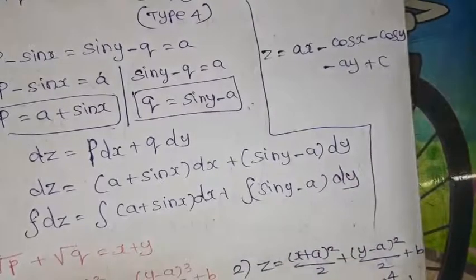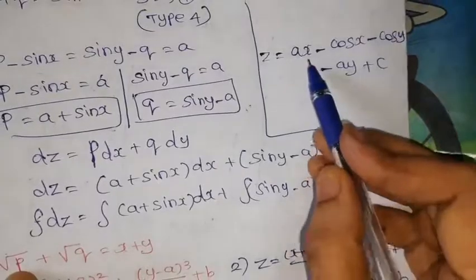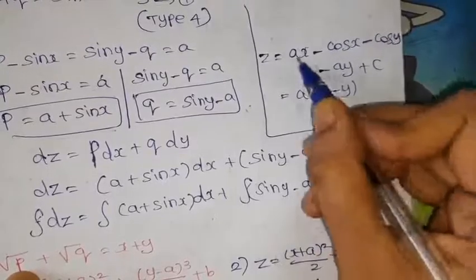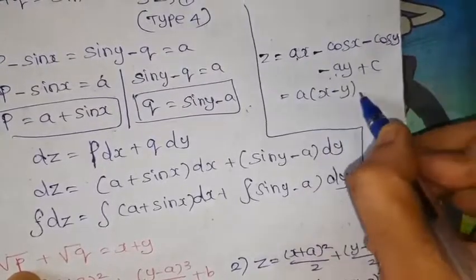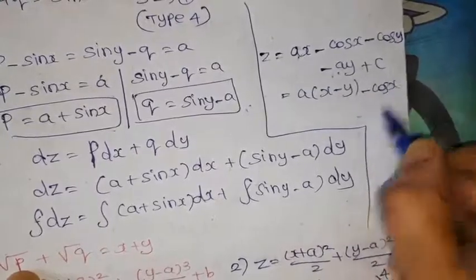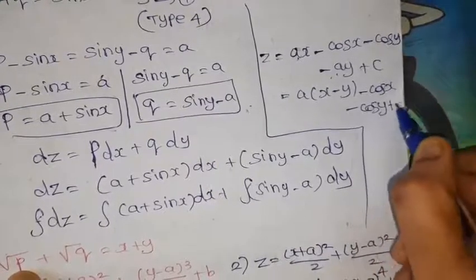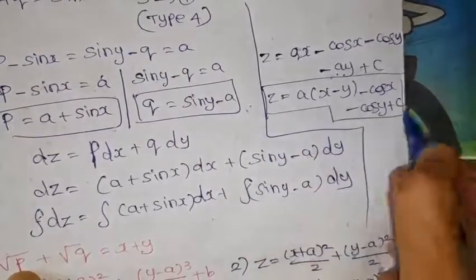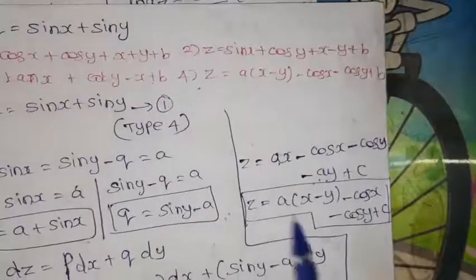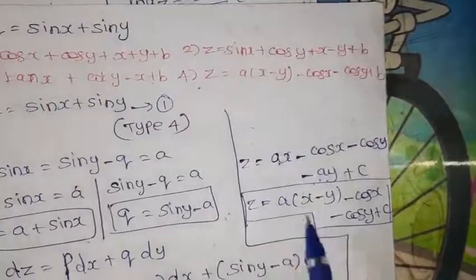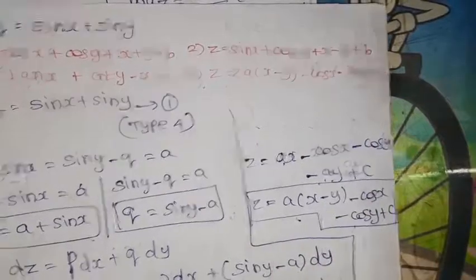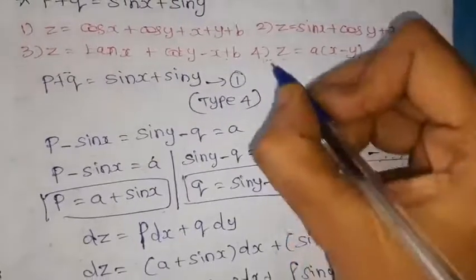So this is the answer. Take a common: a into x minus y, minus cos x minus cos y plus some constant c. So this is the solution. z is equal to a into x minus y minus cos x minus cos y plus some constant, it can be any constant. So option 4 is the right option.